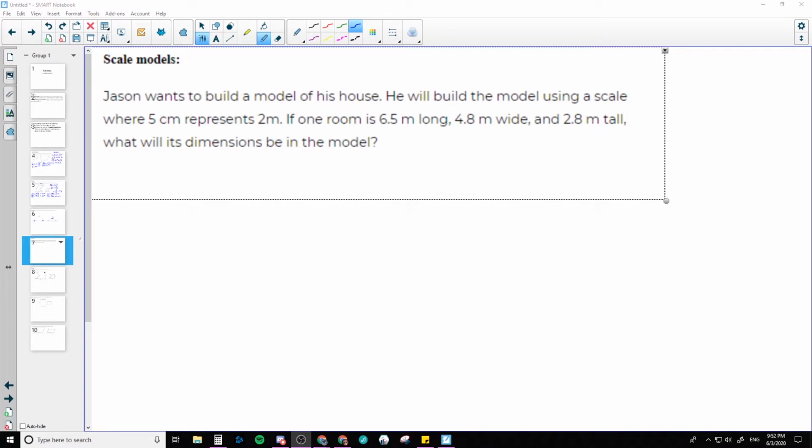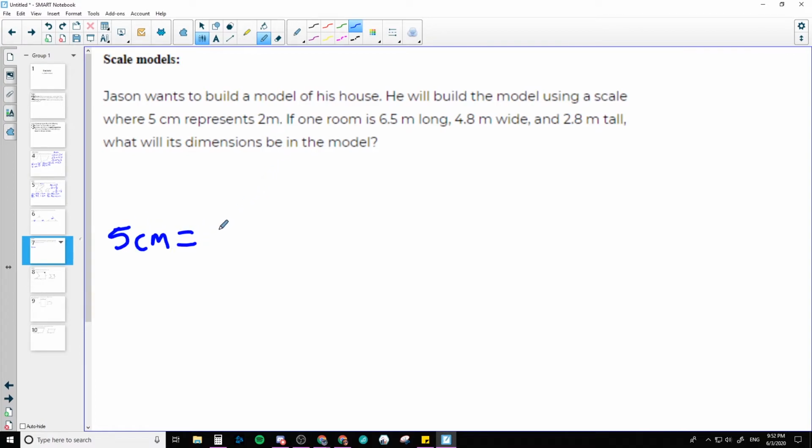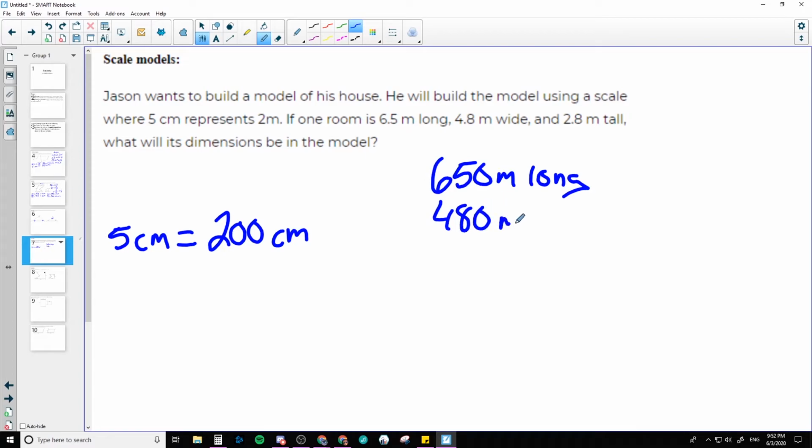So first thing we have to do here is remember that our units in all scale factors need to be equal. So we can't have centimeters and meters. And what I'm going to do here is, since I want the final answer to be in centimeters, I'm going to convert everything to centimeters. So 5 centimeters is going to equal 200 centimeters because 100 centimeters are in a meter. So 2 meters is 200 centimeters. The room is now 650 centimeters long, 480 centimeters wide, and 280 centimeters tall.